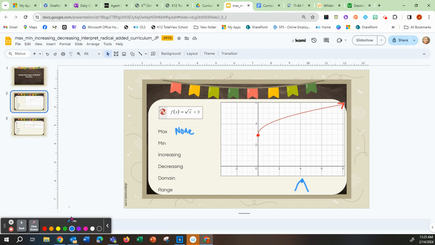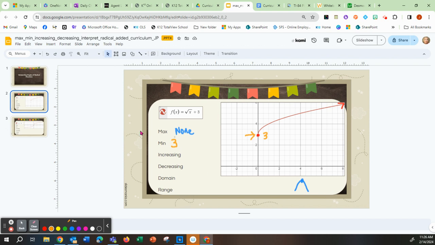But this graph does have a min. It's located right here. This is the lowest point of the graph, and min and max are the y values. So the lowest y value on this graph is 3.